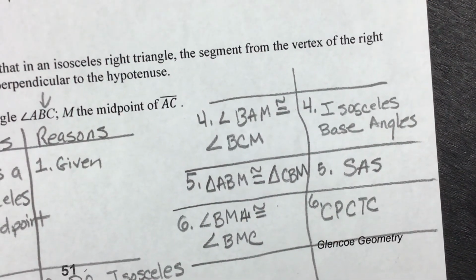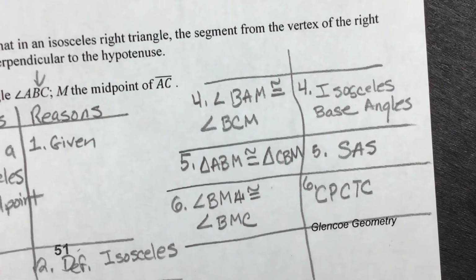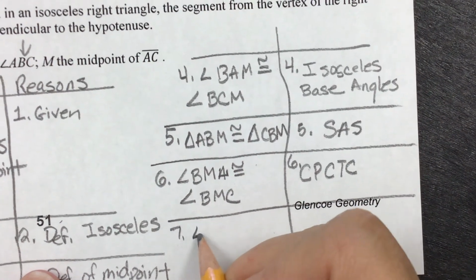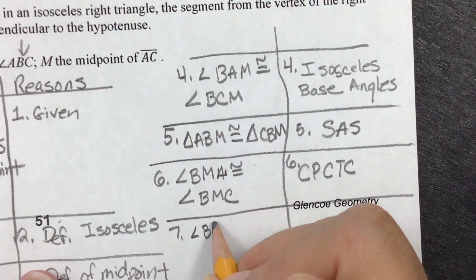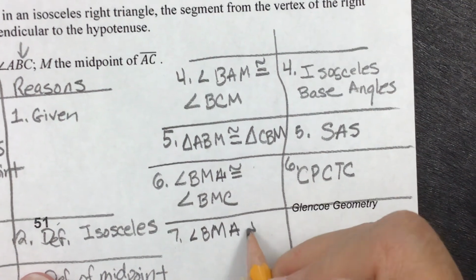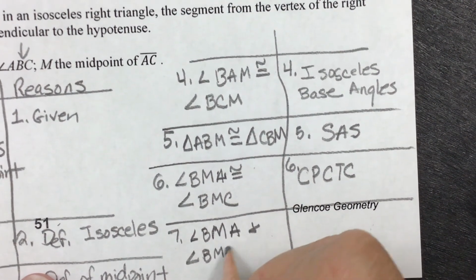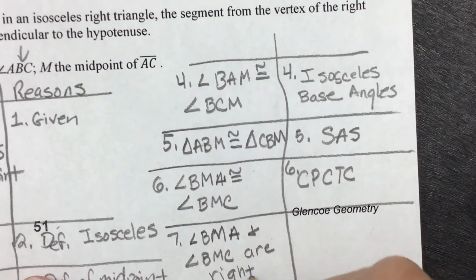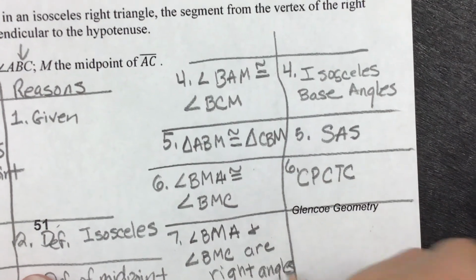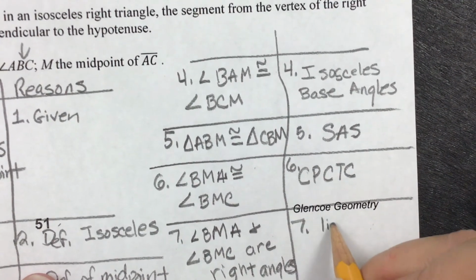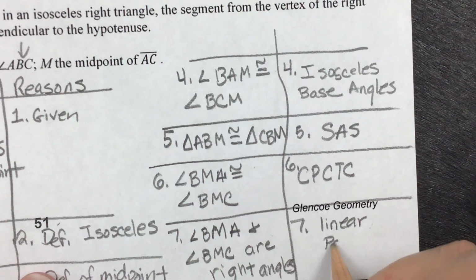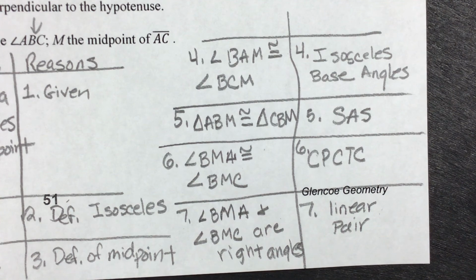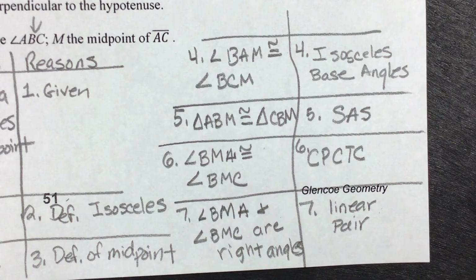Now that they're both equal, we can say that they're both right angles. So angle BMA and angle BMC are right angles because they are a linear pair. Now that we know that they're both right angles, we have just proven that these two segments are perpendicular.